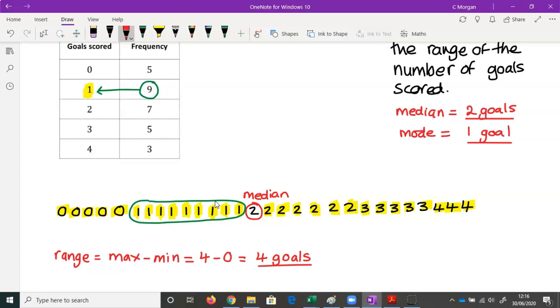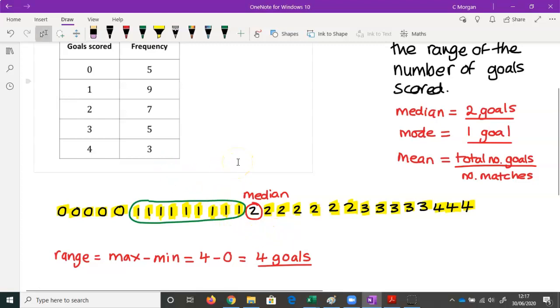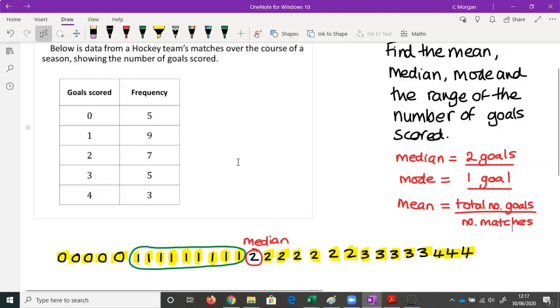Now we've only got one other measure to find, and it's the mean. You can do this 2 ways. You can either add up all of the values in your list, which is the total number of goals scored, and then divide that by the number of matches that were played. Now, you can do that very easily in your list, but it's much harder to add up all of those numbers than it is to use the table. So I'm going to show you a way of very quickly using a frequency table to work out the mean.